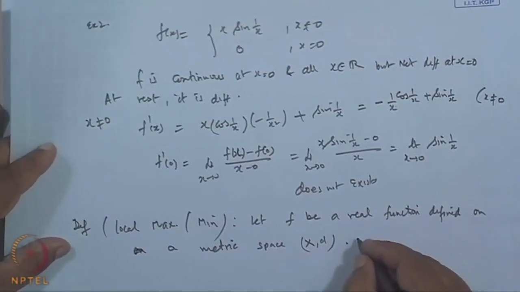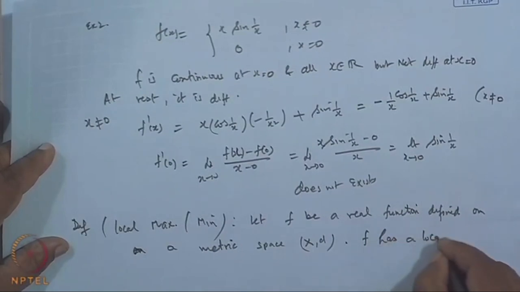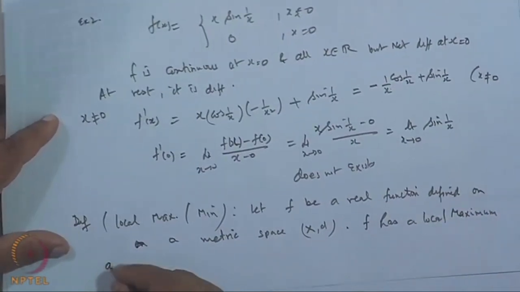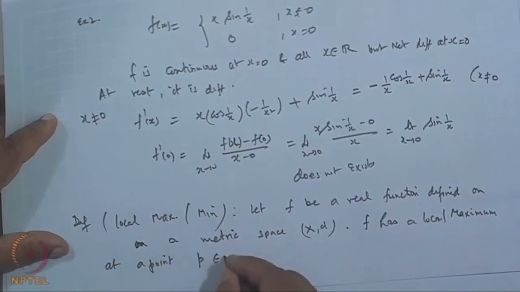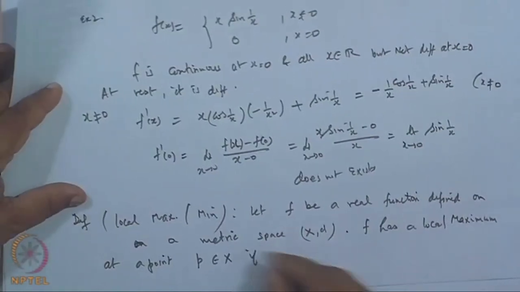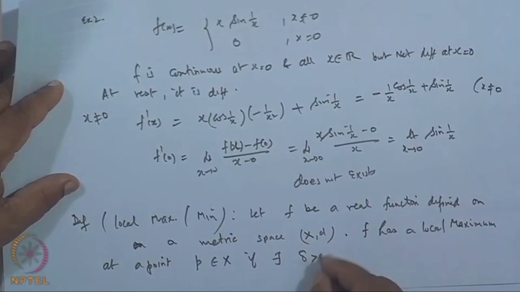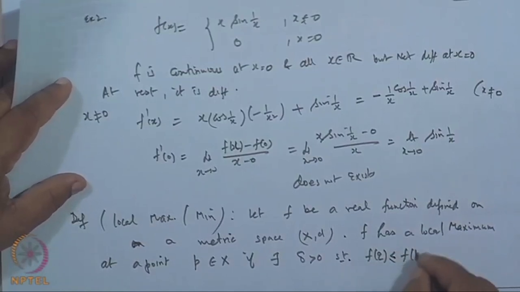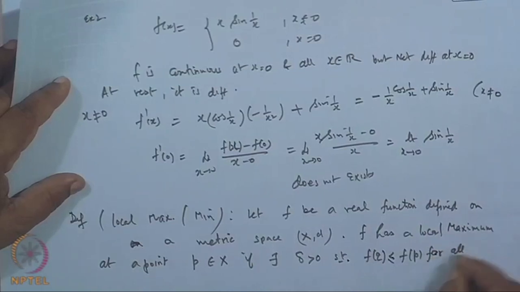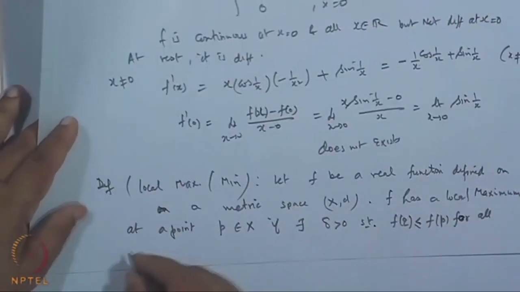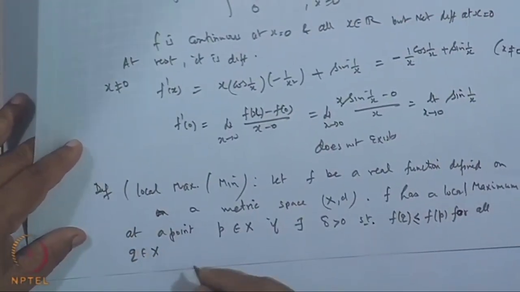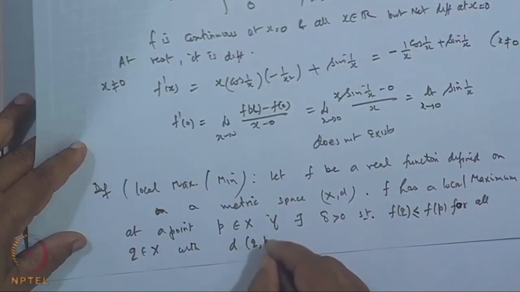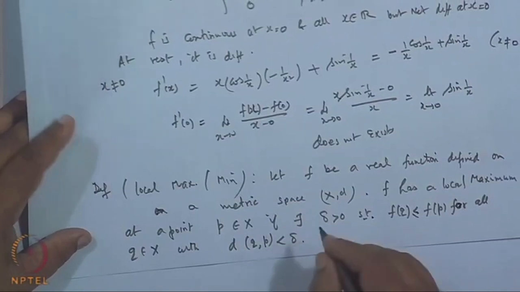We say that f has a local maxima, or local maximum, at a point p belongs to capital X, if there exists a delta greater than 0 such that f(q) is less than or equal to f(p) for all q belongs to X, with the condition that the distance of q and p is less than delta.